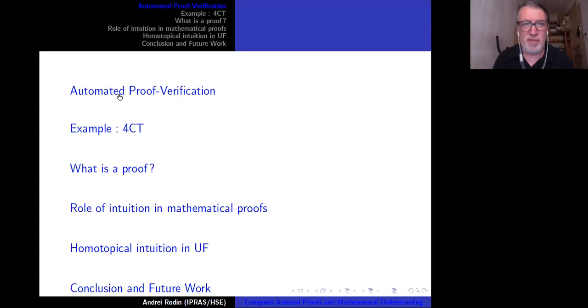So this is the plan. I'll talk a little bit generally about automated, computer-assisted, meaning proof verification, then consider the example of the four-color theorem. Actually, I will not consider the theorem itself, but the philosophical discussions around it, and that will lead us to a general question, which of course I touch upon very briefly: what is a proof? And a little bit more specifically, I will talk about the role of intuition, not only in all mathematical proofs, but also in formalized and informal proofs. And then I will discuss homotopic intuition in Univalent Foundations and come to my conclusion.